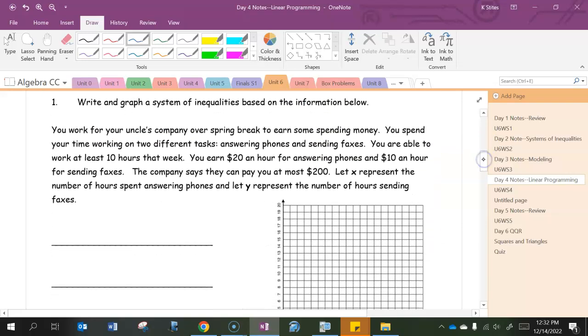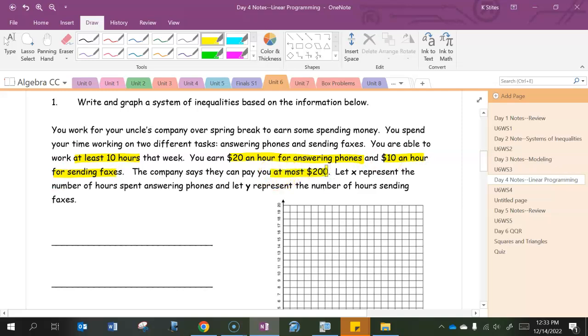All right, so first thing we're going to do is write and graph a system of inequalities based on the information below. You work for your uncle's company over spring break to earn some spending money. You spend your time working on 2 different tasks, answering phones and sending faxes. You are able to work at least 10 hours that week. You earn $20 for answering phones and $10 for sending faxes. The company says they can pay you at most $200.